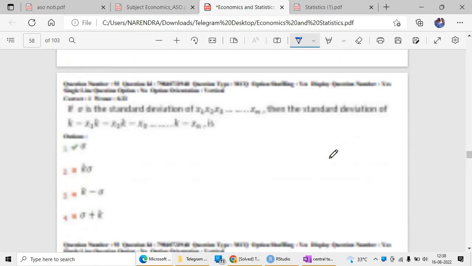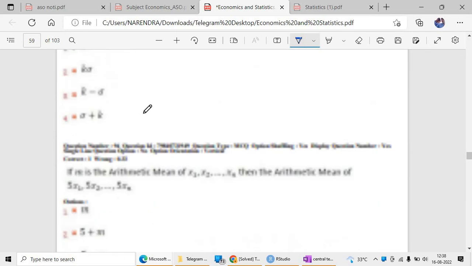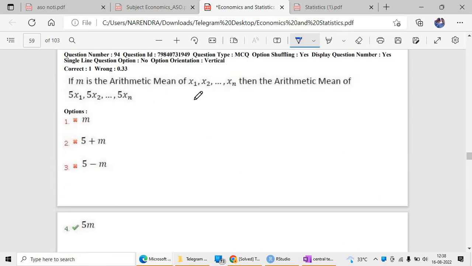Okay. So here sigma is the standard deviation. If you have the variance of a minus x, then you will get the variance of x only. So this is a standard property of sigma. Again the same, if 5 is multiplied with each observation, then 5 times the mean will be the mean.